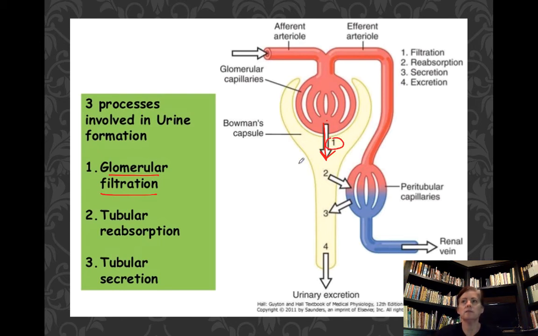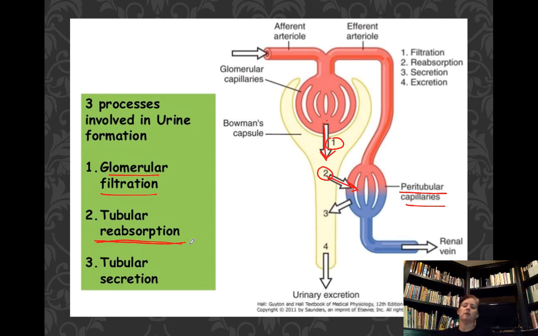Then as this filtrate makes its way through our renal tubule, we can modify it by doing 2 different things to it. Number 1, we can reabsorb substances that we want to hold on to. So the renal tubule is surrounded by capillaries, and we call those peritubular capillaries. So we can take substances that we want to hold on to and move them from the tubule back into the capillary because there are things that we want to keep. And we call that process reabsorption.